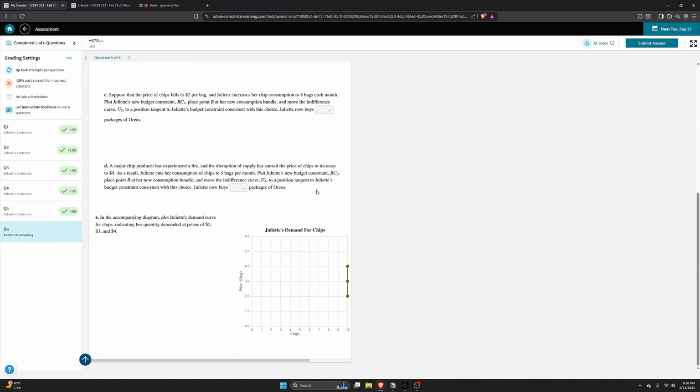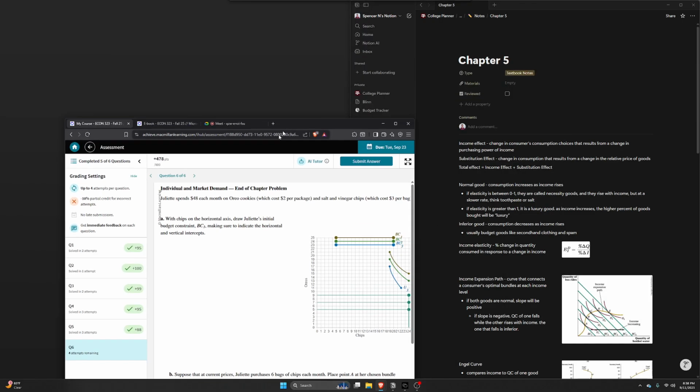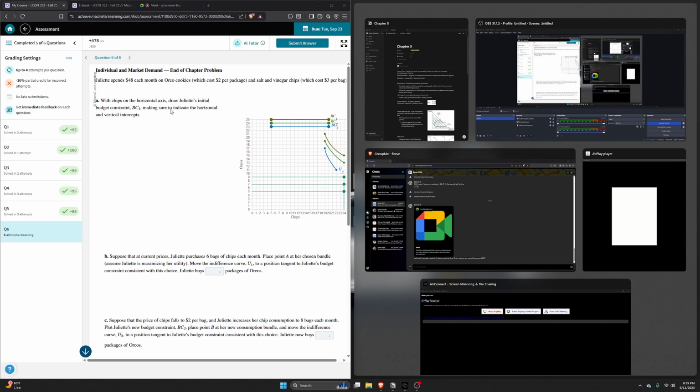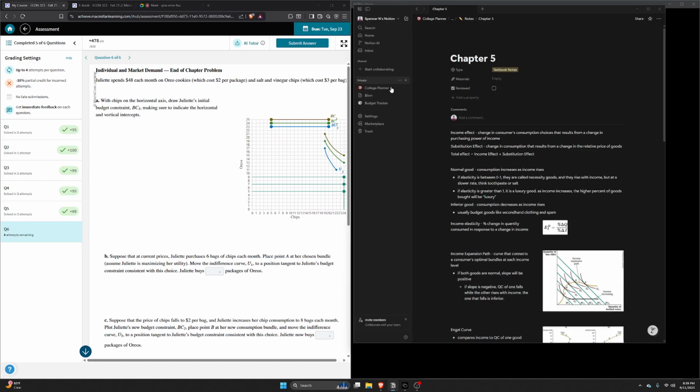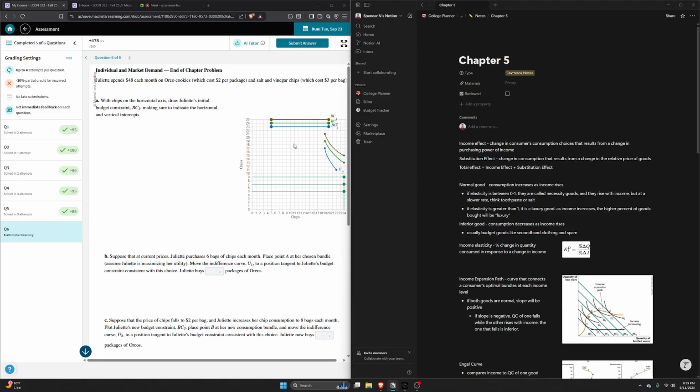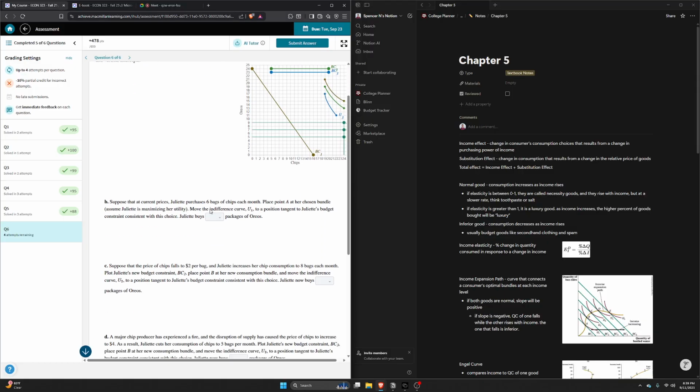This one I left open because it was getting a little crowded, and I figured it'd be hard to explain, but I'll go through it. All right, so $48 each month on Oreo cookies, which cost $2 a package, and chips, which cost $3 a bag. So we're going to plot BC1. $48 on Oreo cookies means you can buy 24 of them, and $3 a bag for chips means you can buy 16 of them. That's BC1 plotted.